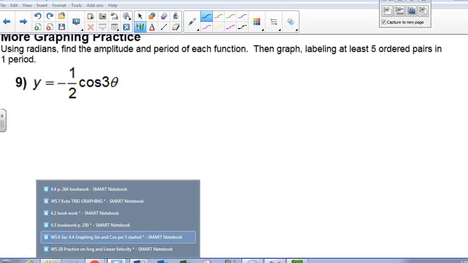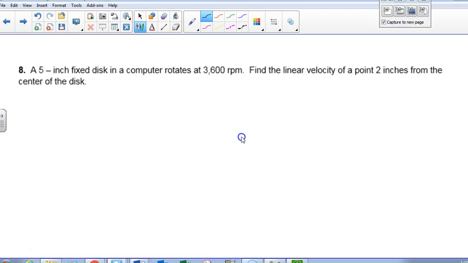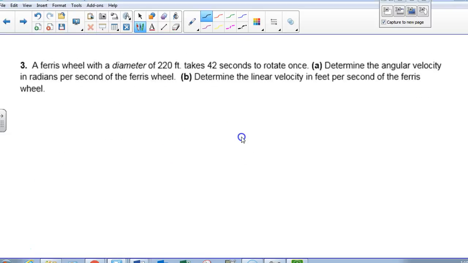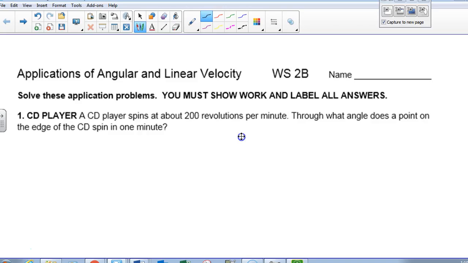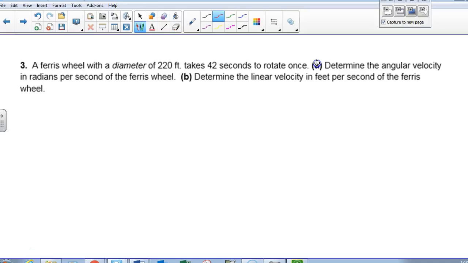I have a couple on 2, almost all of them. Okay, worksheet 2B. Number 3. Diameter of 220 feet makes a radius 110 feet. I'm sure you got that far. Angular velocity.